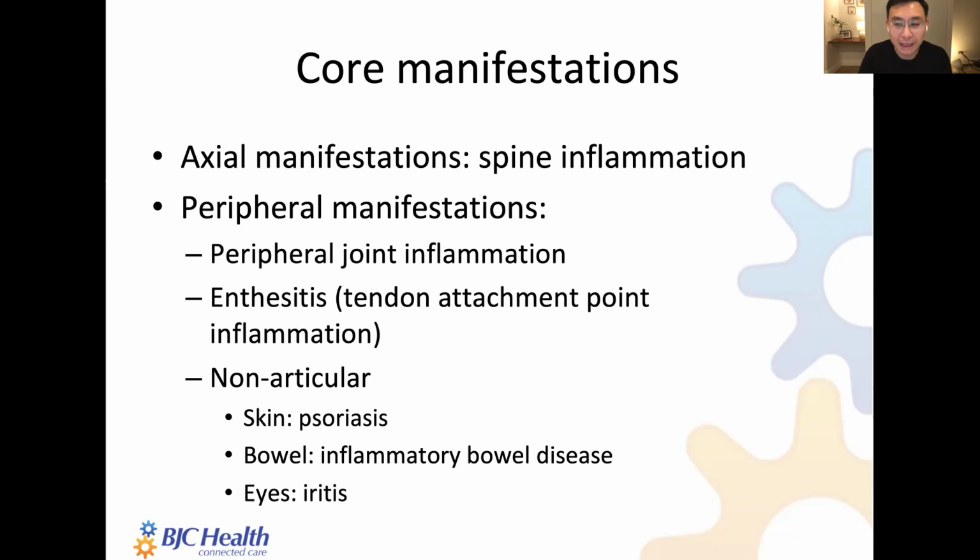Then patients can get what we call non-articular manifestations, in particular skin, then you get psoriasis. When you get inflammation in the bowel, you get inflammatory bowel disease. Or more commonly, if you get inflammation in the eyes, we call it iritis or uveitis. And that's the iris, the color bit of your eye, that's the iris, it gets inflamed.